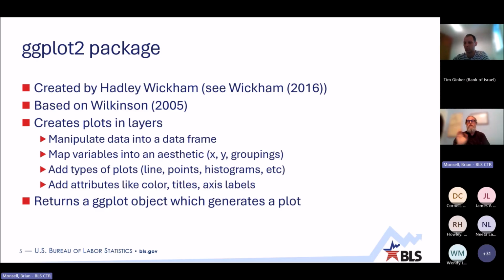Then you add a layer for the type of the plot. It can be a line plot or a point plot, a facet plot, a histogram, et cetera. And you can add attributes as you go along, like color, titles, and axis labels. And ggplot returns what I like to call a ggplot object. And this object itself generates the plot. The object itself is actually a list object, but it expresses itself as a plot. So it's a very compact way of representing a plot.